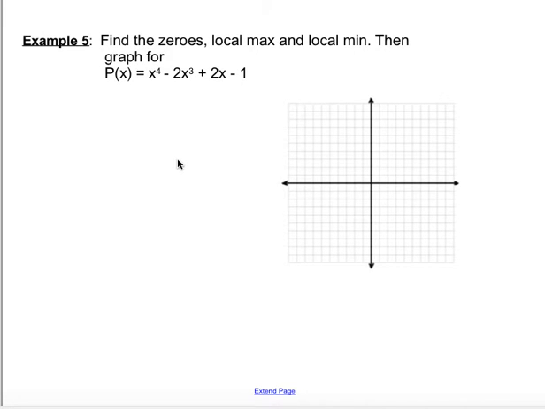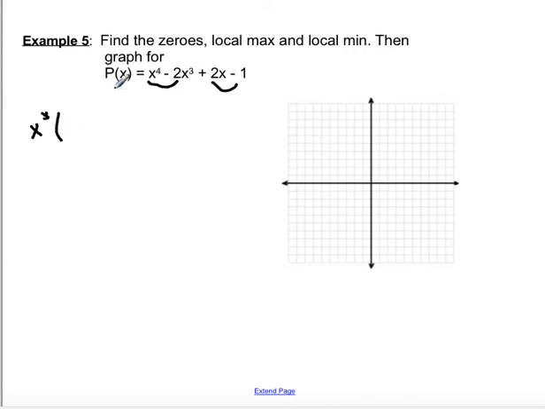So then the last part here is to find the zeros, the local max, and the local min. We could look at this by factoring by grouping if we wanted to as well, or we could graph this on our graphing calculator. So lots of options here. I might go ahead and just factor this if I possibly can.